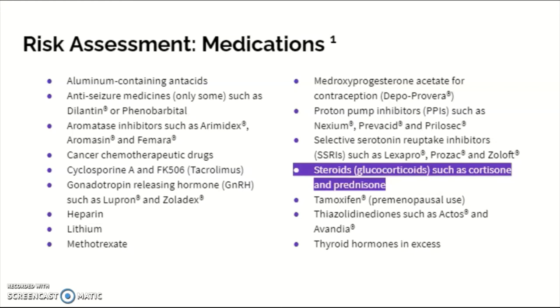One that is highlighted that is commonly associated with the development of osteoporosis are steroids, glucocorticoids, such as cortisone and prednisone. Taking steroid medicines as pills in a dose of 5 milligrams or more for 3 or more months can increase the chance of your patients developing osteoporosis and increasing their chance of bone loss. While taking steroids, it is especially important to get enough calcium and vitamin D, stop smoking, and exercise. These three topics will be discussed in more detail in the following slides.